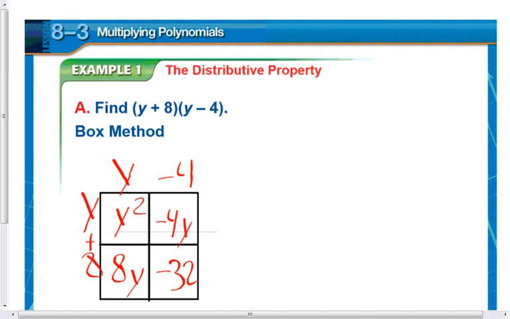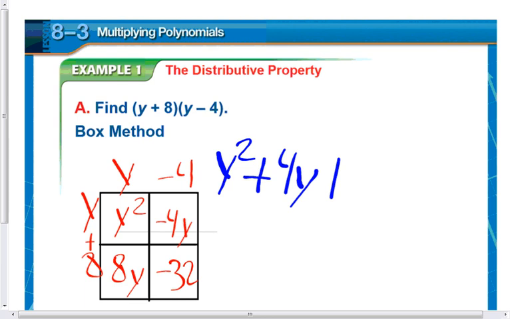Now we're gonna just add this all together. You have y squared because that's just a normal term by itself. You can't add negative 4y to y squared; they're not like terms. Then you have negative 4y and 8y. Those are like terms. They both have a y. So you can just put 8y with negative 4 and you'll get 4y.